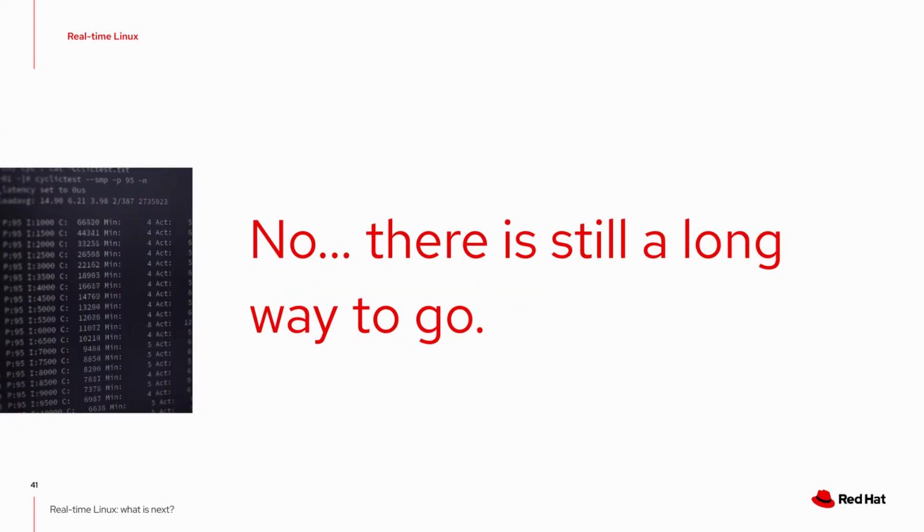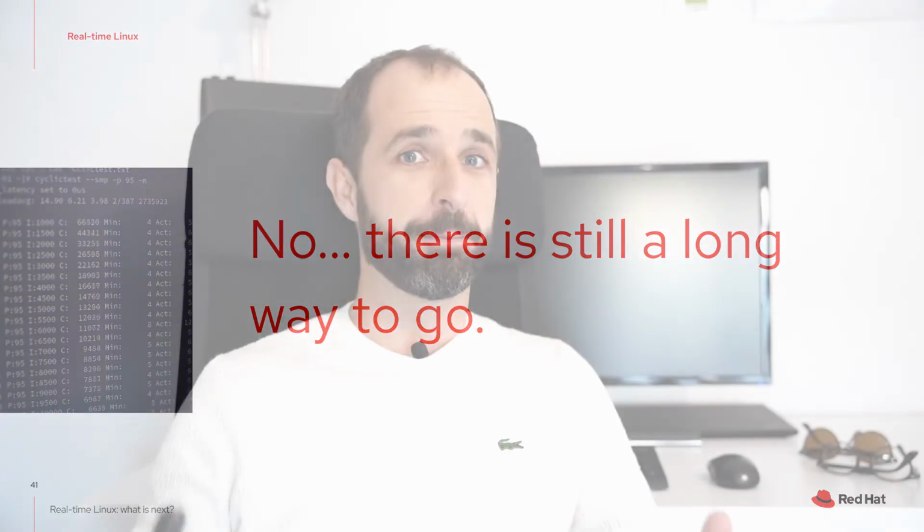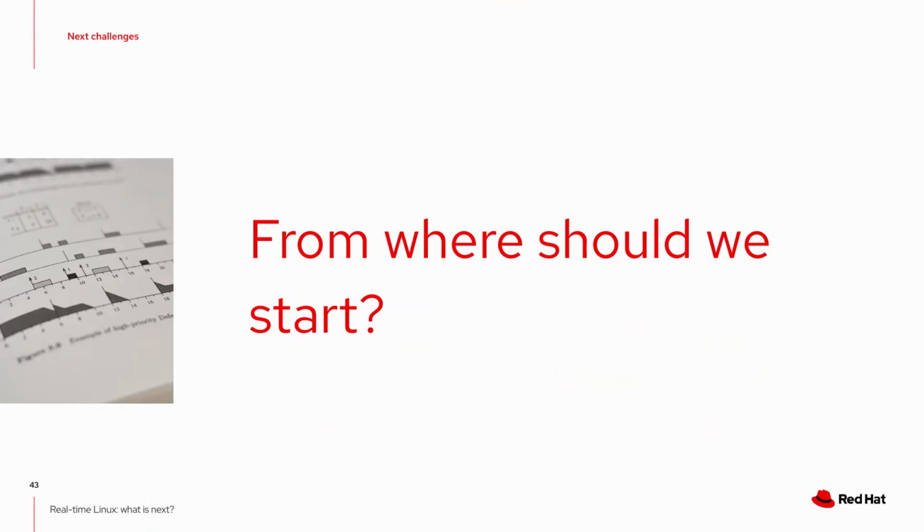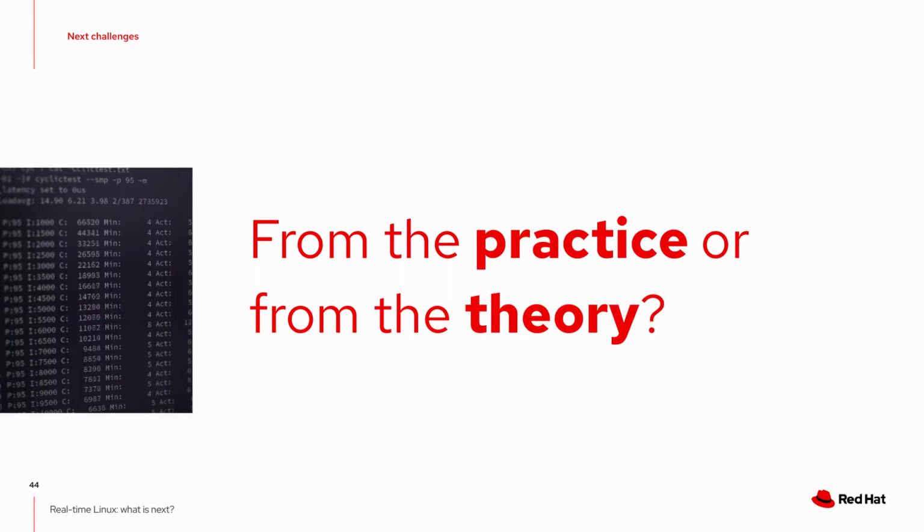The point is that the main metric for a real-time system is the response time. And even though the scheduling latency is a fundamental step for it, it's not enough, right? The scheduling latency is just about when the task actually starts running, and not when the task actually delivers the final results. There are more points that affect the response time of the thread, and we still need to analyze them. So the next question is, from where should we start? Should we start from the practice or from the theory?